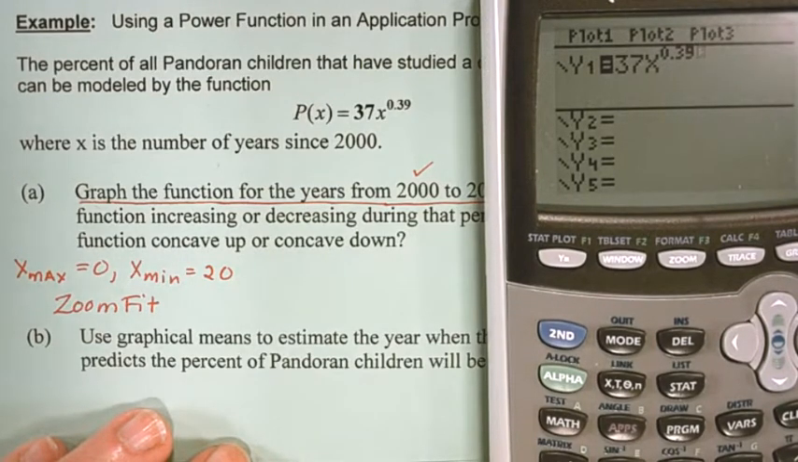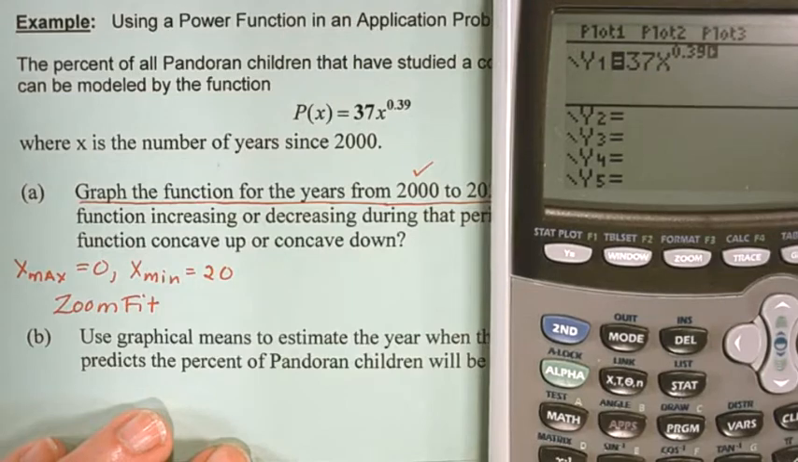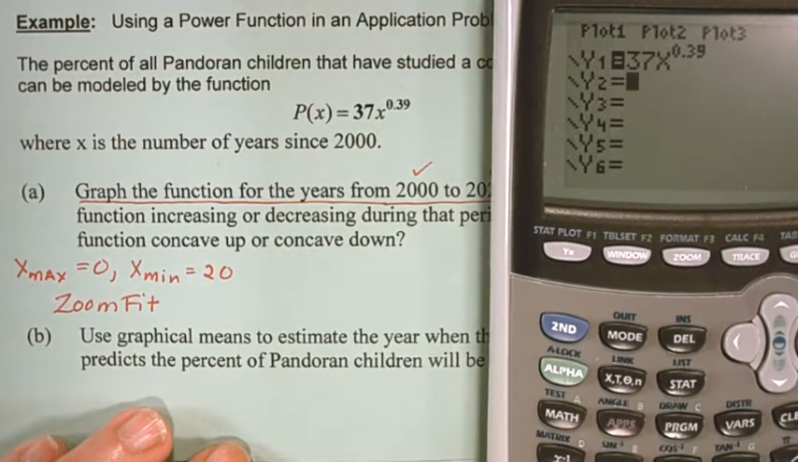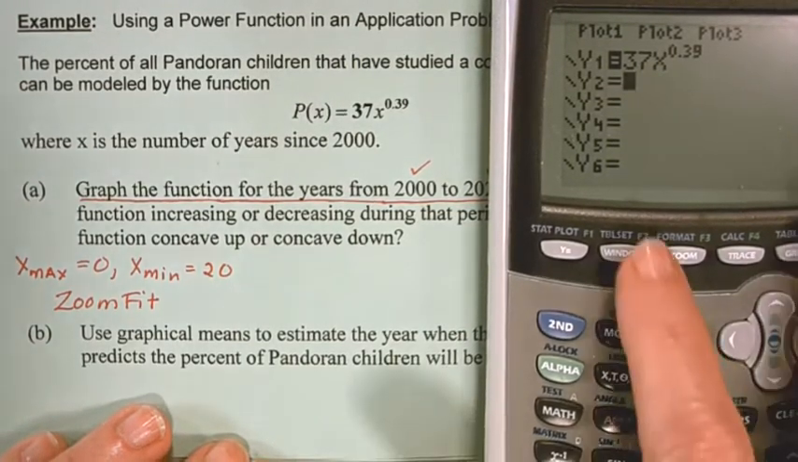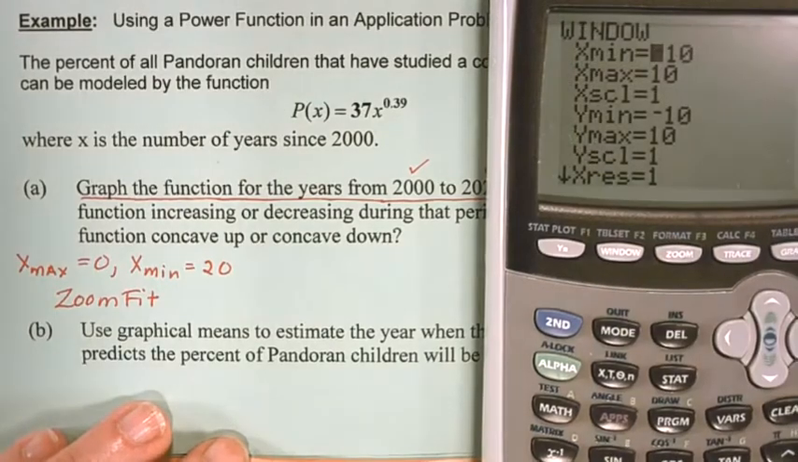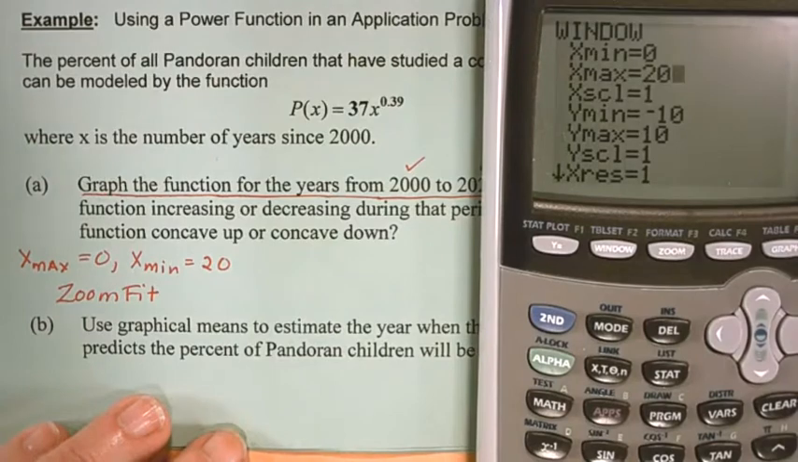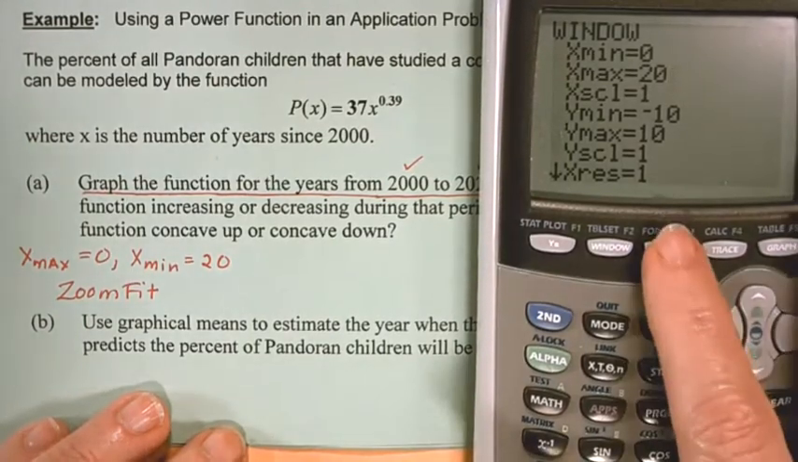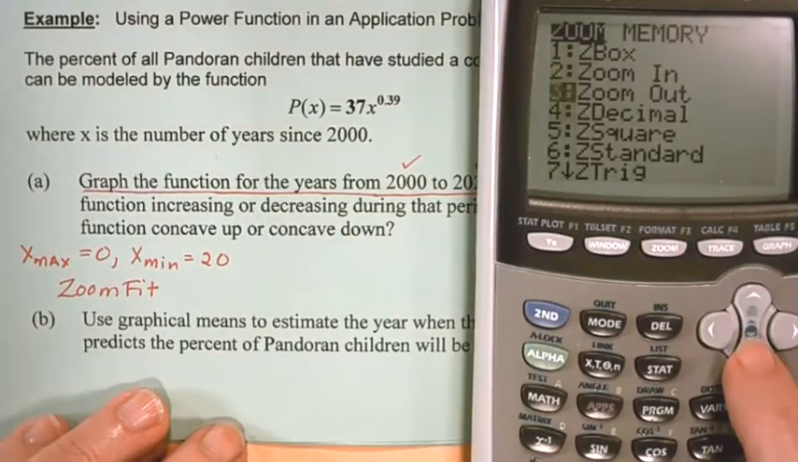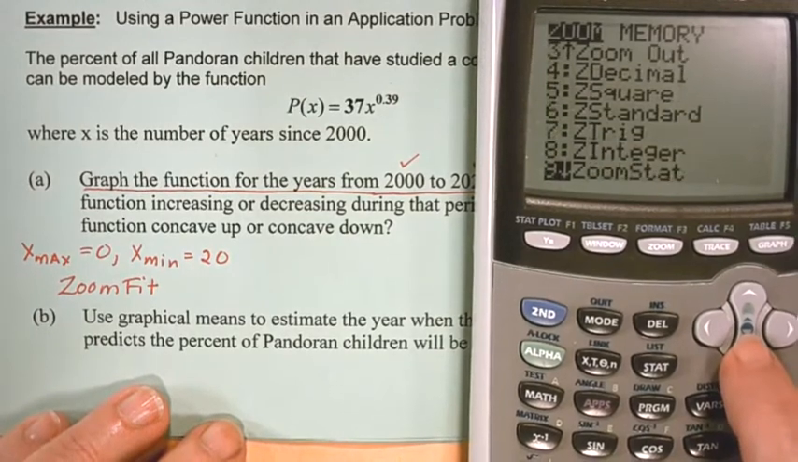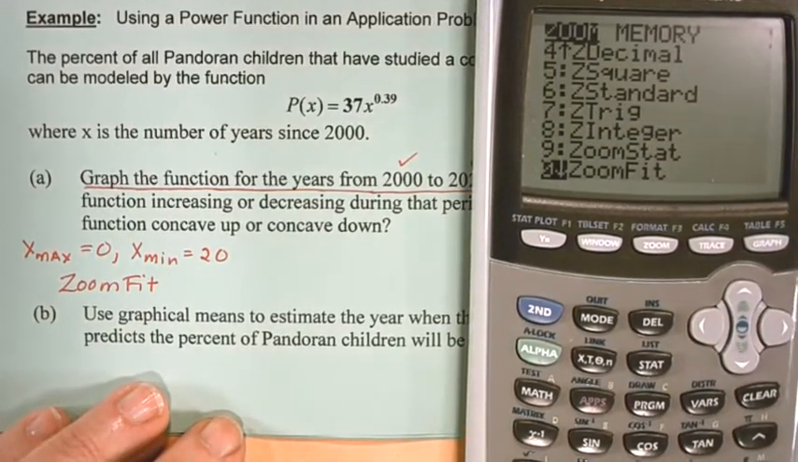I'm going to hit enter. And I'm going to graph that and look at it. Now remember we said we were going to use a window that was 0 to 20. And then we were going to let the calculator do our window for us by doing zoom fit. So let's take a look.